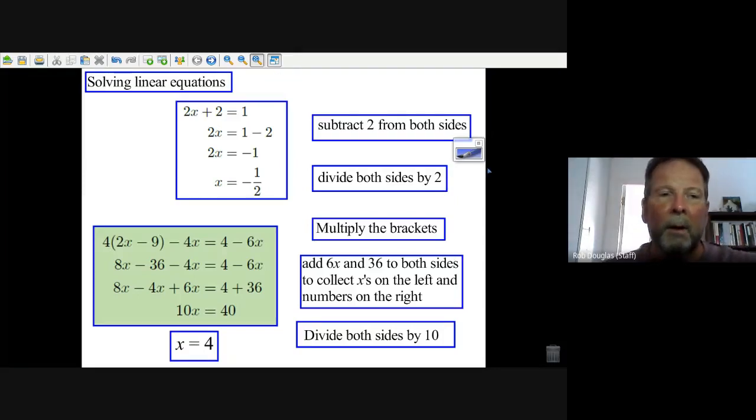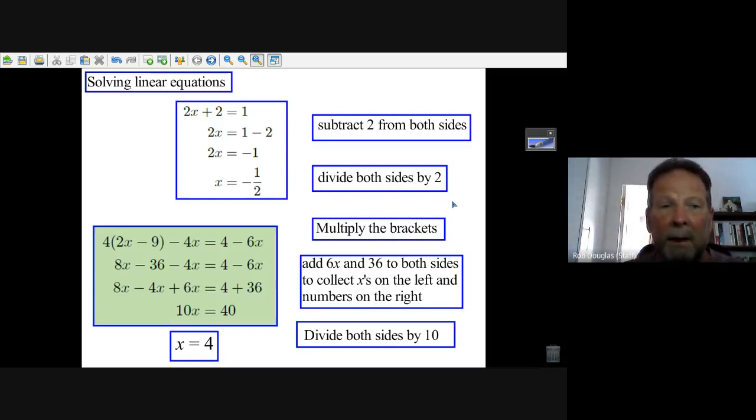Okay, we're going to look at solving linear equations. We've done it in grade 9, so a lot of this will be revision. You start off with 2x plus 2 equals 1, and you're trying to find out what x is. You want to get the x's by themselves on the left-hand side and the numbers on the right, and you do the opposite of adding 2. You subtract 2 from both sides. Well, 2 minus 2 is 0, and 1 minus 2 is negative 1.